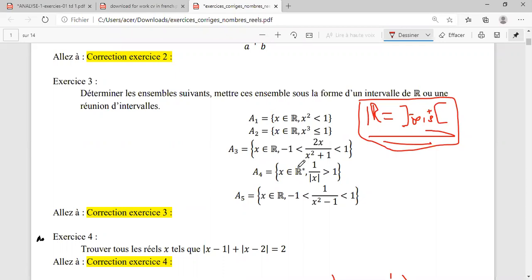We have something very, very important here: R star. What does R star mean? If we have R star, we concentrate on real numbers, we focus on numbers except 0, up to positive infinity.